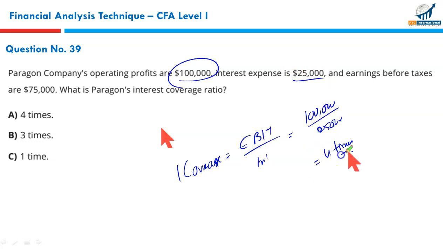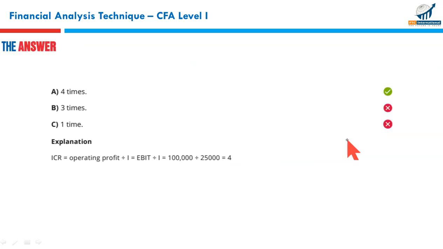Now what this result tells us is that we can pay our interest 4 times out of the given profits. Our profits are so sufficient, so huge, that we can pay our interest 4 times out of the given profit, even though we have to pay it only once. This tests your level of sufficiency of profits to make the payments for interest. This is the significance of the profits we have earned. Next, so that makes A the correct option.